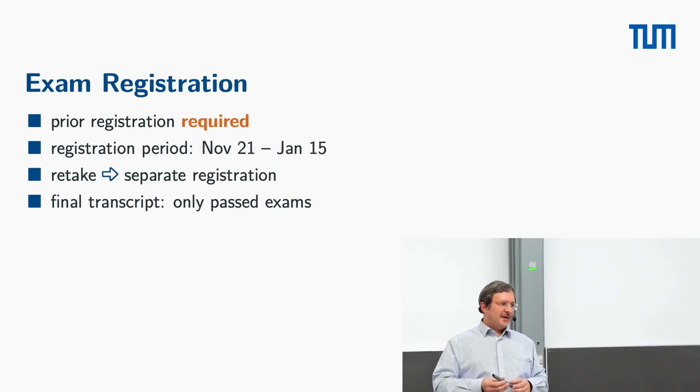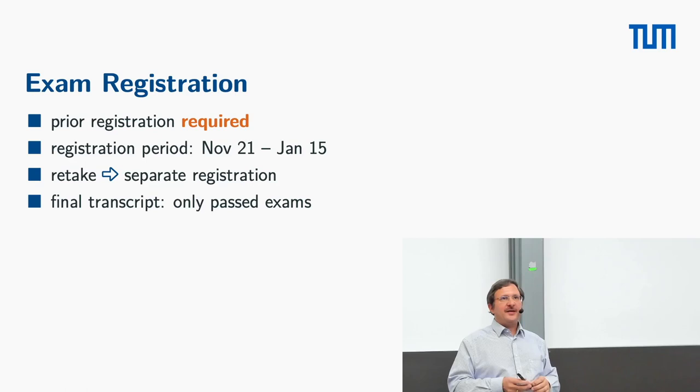So if you want to do an exam, I mentioned already you don't have to register for the course on TUM Online, but you do have to register for the exam if you want to take it. So prior exam registration is strictly required to take an exam. The registration period this semester starts on November 21st. So usually it starts around mid-November somewhere. And the end is January 15th. And again, usually the registration period ends about a month before lectures end.